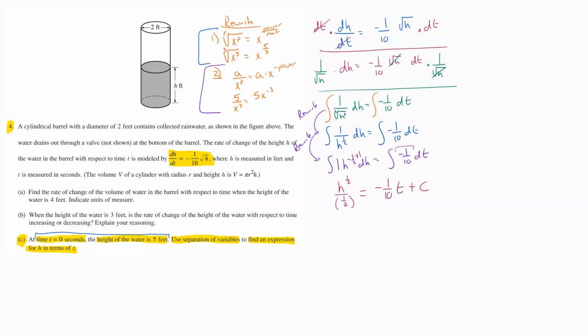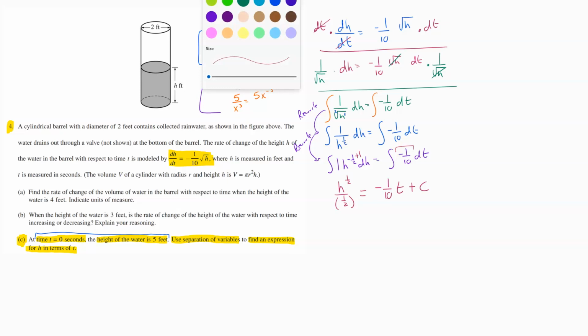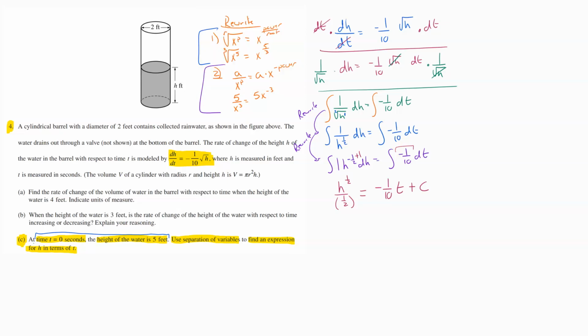c. So from here, what you're going to want to do is this is where that initial value portion comes in. Remember that they gave us an initial value. They told us that when we plugged in h as 5, that t should be 0, and that's what should give us out our plus c. So what you're going to do is you're going to plug those values in and solve for your plus c.